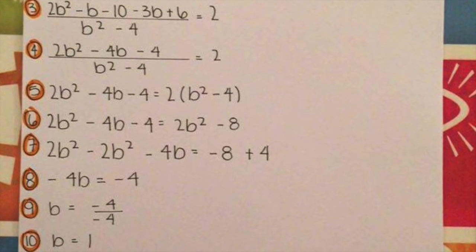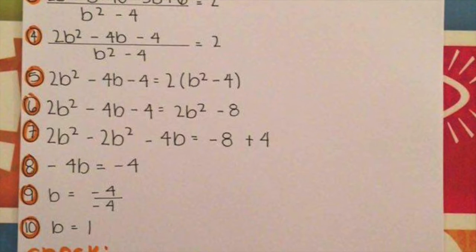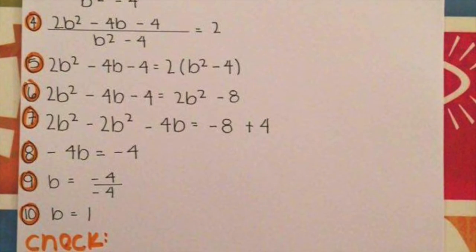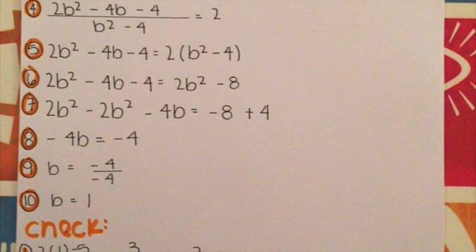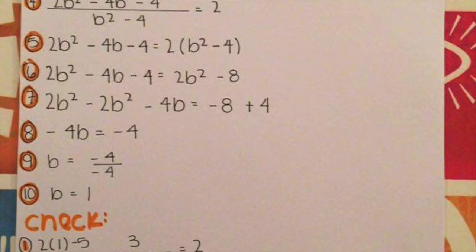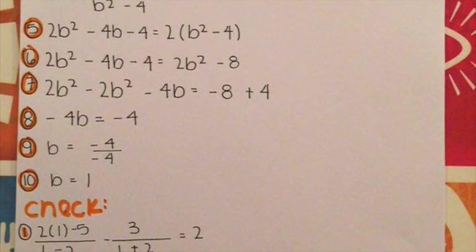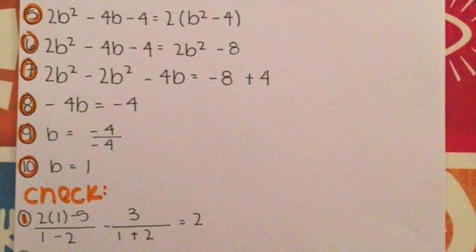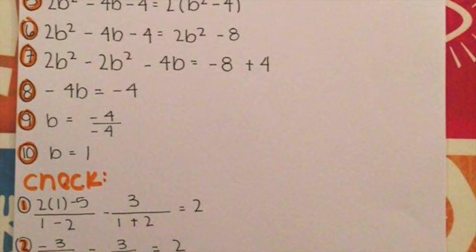Then you have to multiply that and you will have a whole equation that would be 2b squared minus 4b minus 4 equals 2b squared minus 8. Then you will send your variables to one side and your values to the other side, which leaves you with 2b squared minus 2b squared minus 4b equals negative 8 plus 4. Since you have a 2b squared minus a 2b squared, you cancel that, which gives you a 0, and you will have an equation left to be negative 4b equals negative 4.